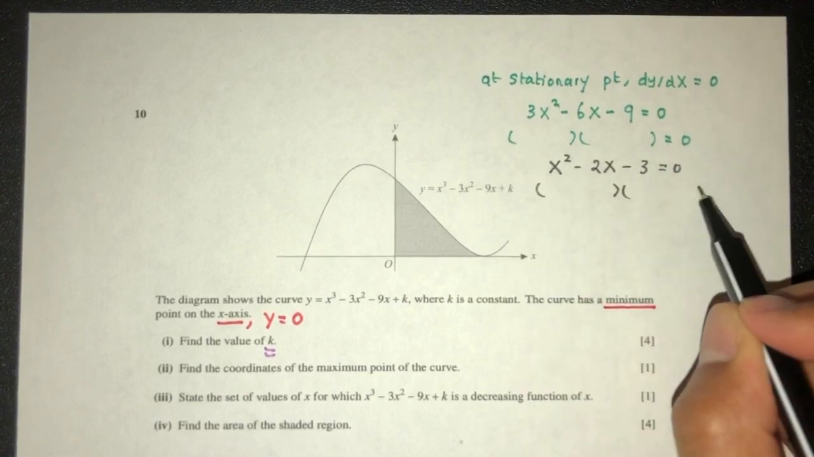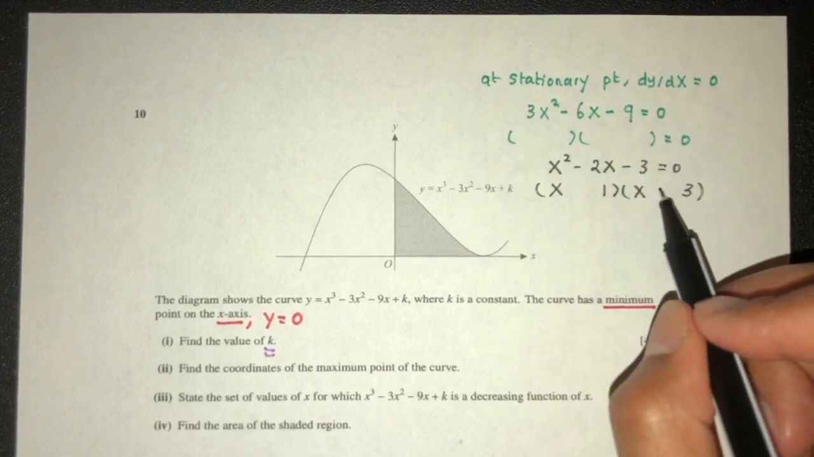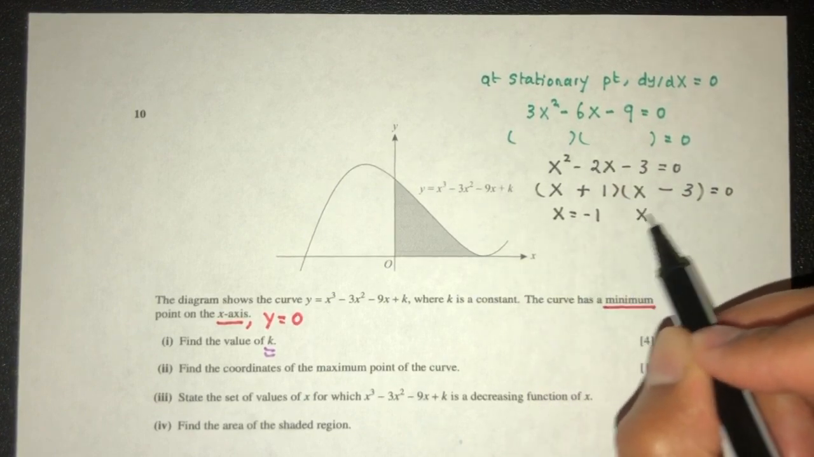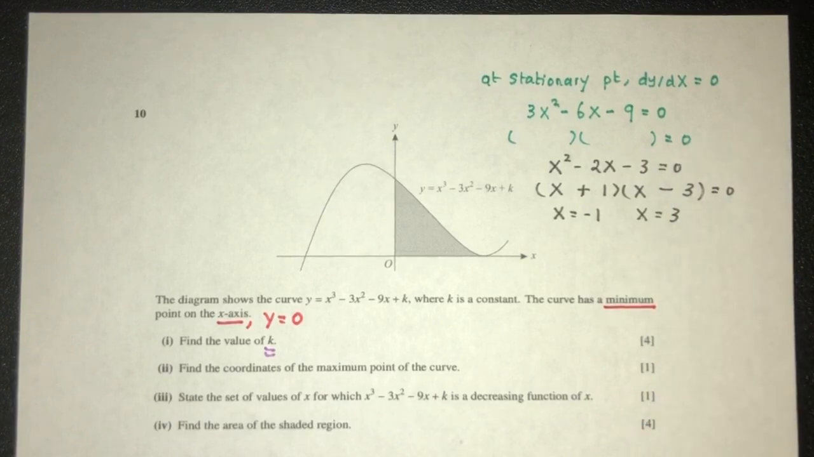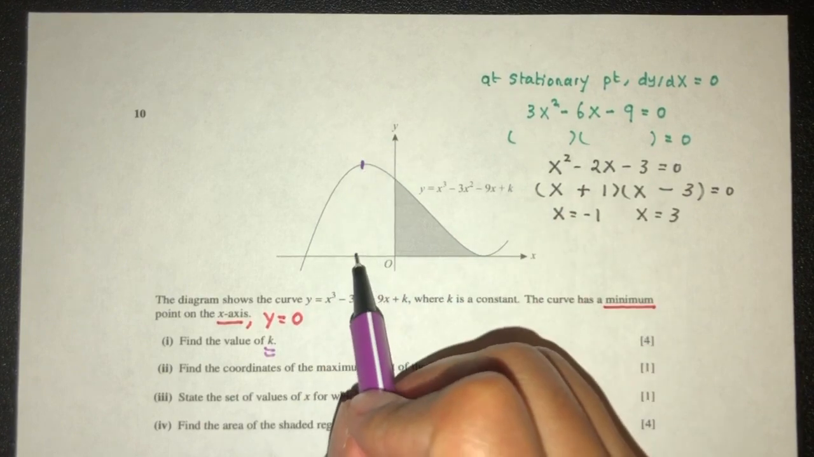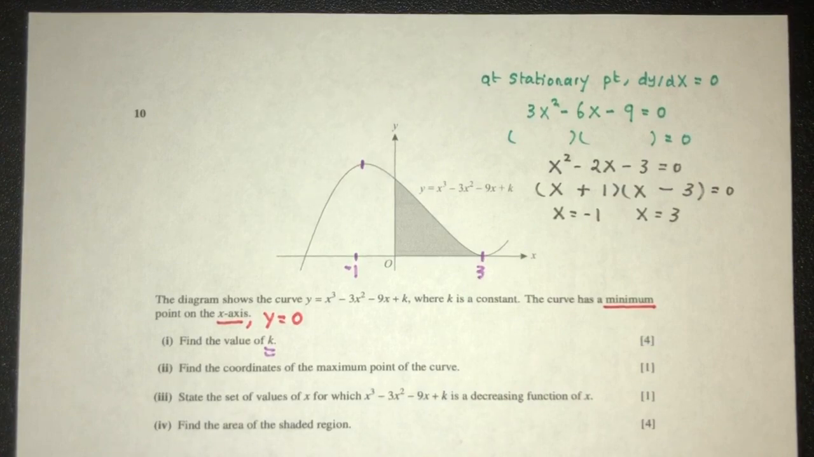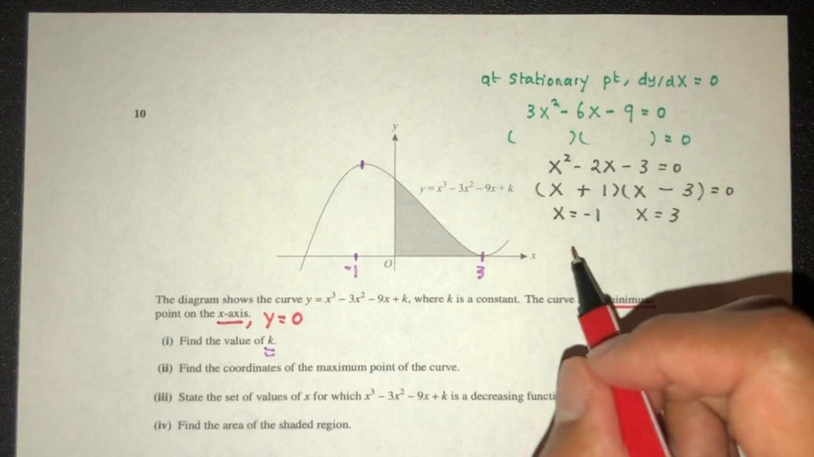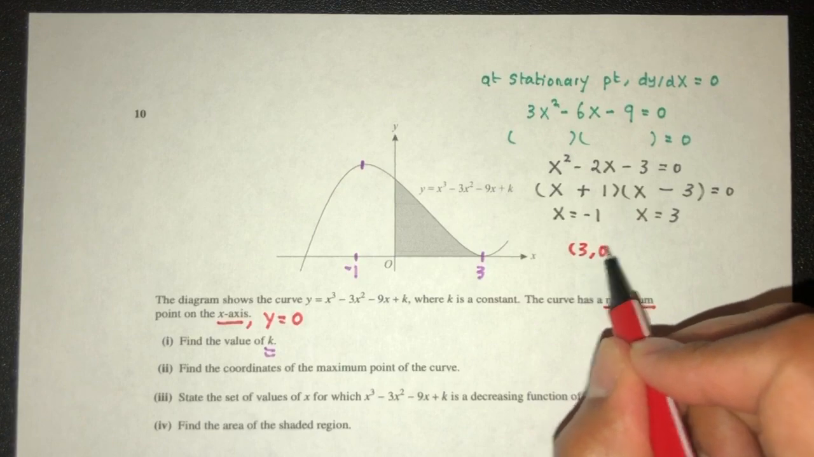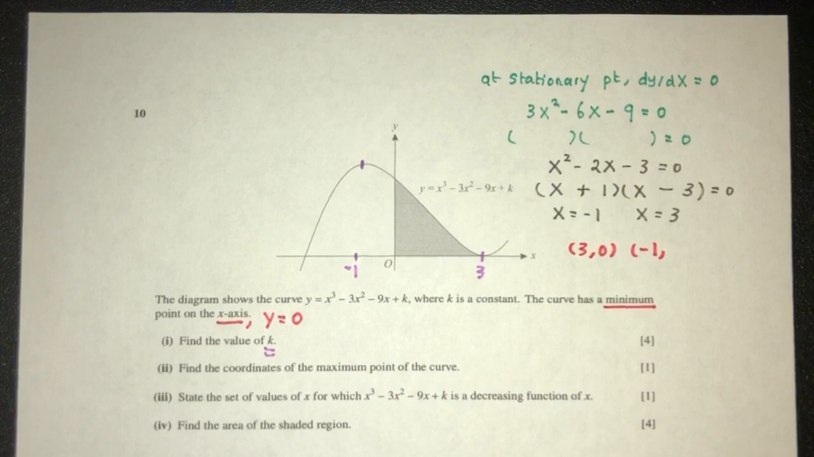Now we can factorize. That should be x times x, and 3 is 3 times 1. To get minus 2 we have to have minus 3 plus 1. X will be minus 1, x will be the value of 3. So obviously minus 1 will be this one, right? And this will be the value of 3. So we have the stationary points already, which means we have 2 passing points. So the points on the curve, one of the points is 3, 0, and one of the points is minus 1. And we have to find this value yet.